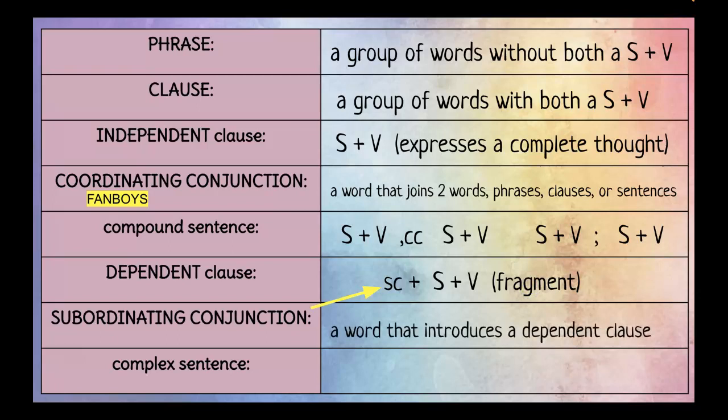Because a subordinating conjunction's job is that it's a word that introduces a dependent clause. So this whole thing together is a dependent clause. It's got a subordinating conjunction with a subject and a verb following it, and we're going to do some practice at identifying those.